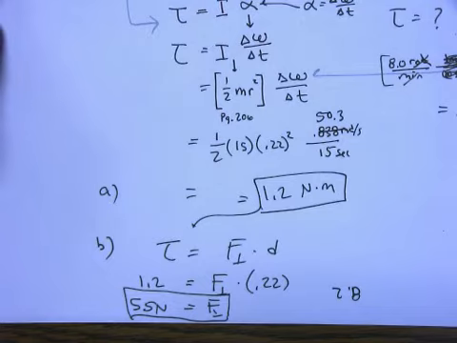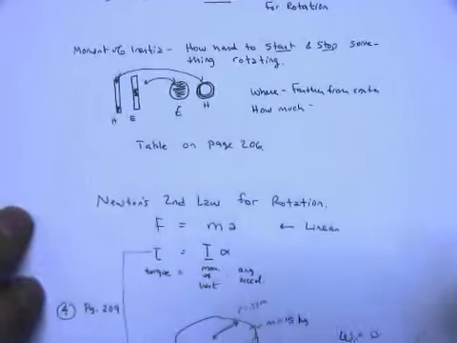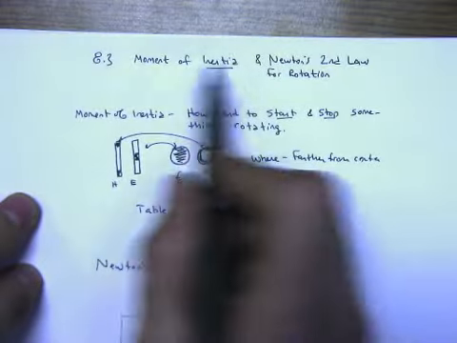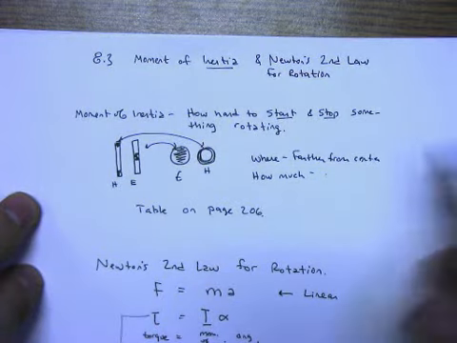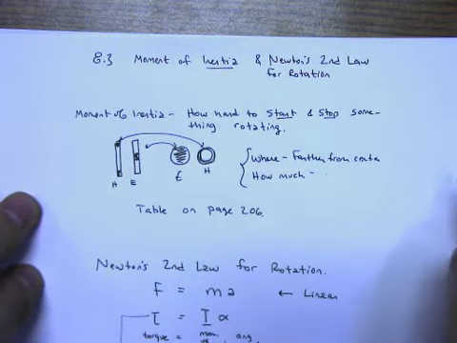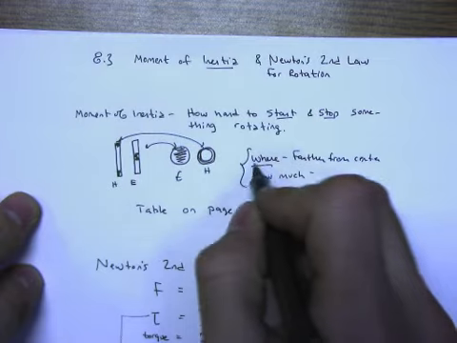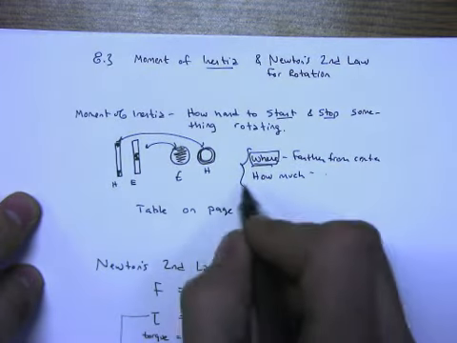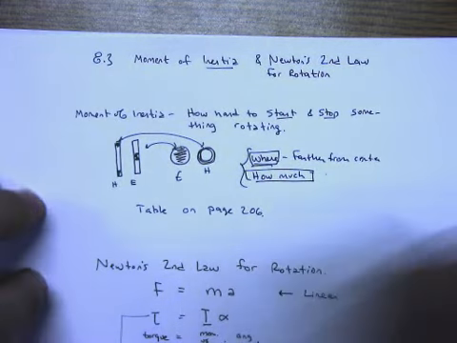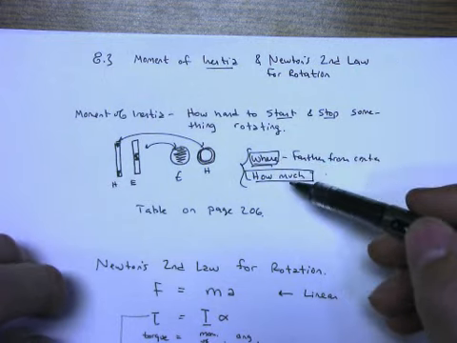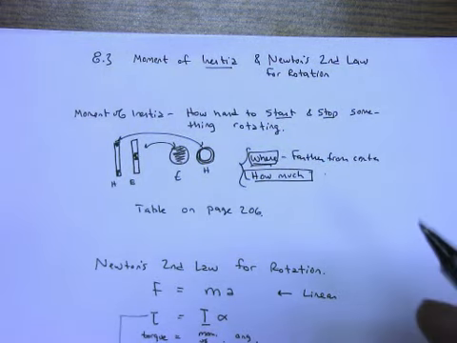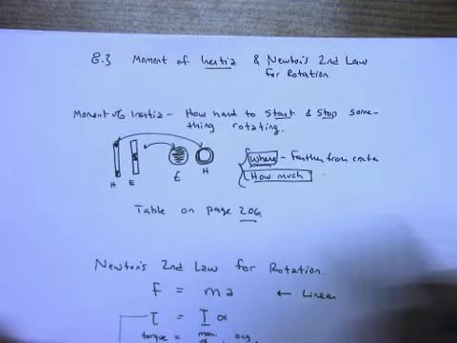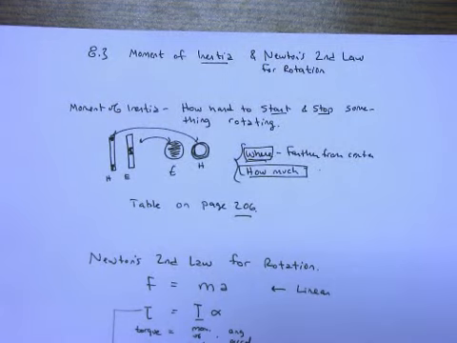To summarize, we talked about moment of inertia. Moment of inertia depends on two factors. Factor one, where is the weight located? Factor two, how much weight do we have? That's all it depends on: where's the weight, and how much is it? From those two things and the shape you've got, and looking on page 206, you can calculate the moment of inertia for any rotating object. That's simple.